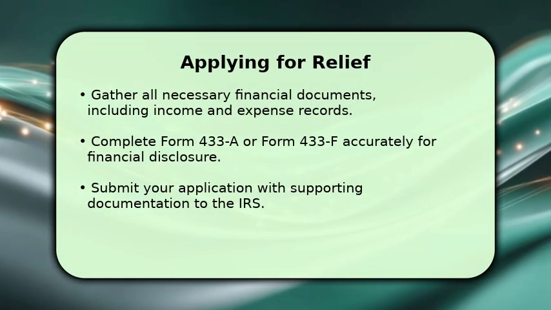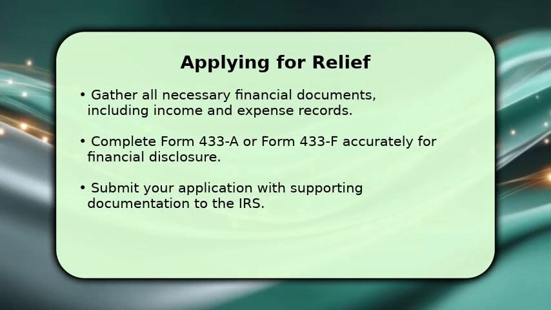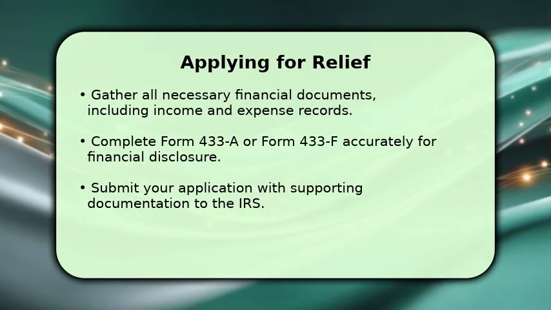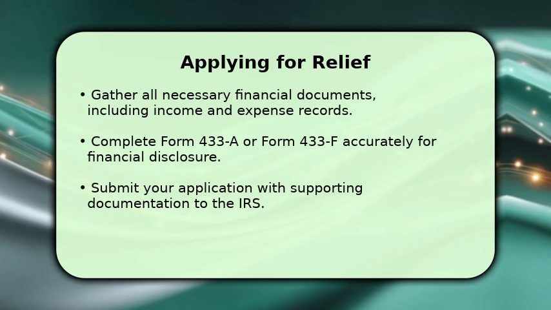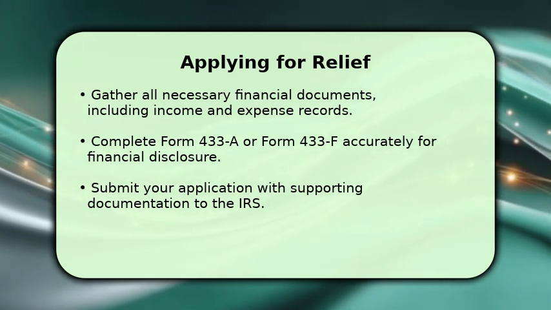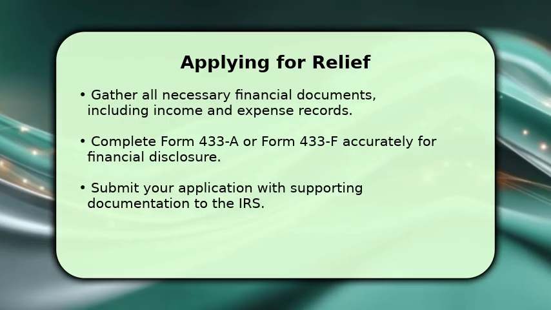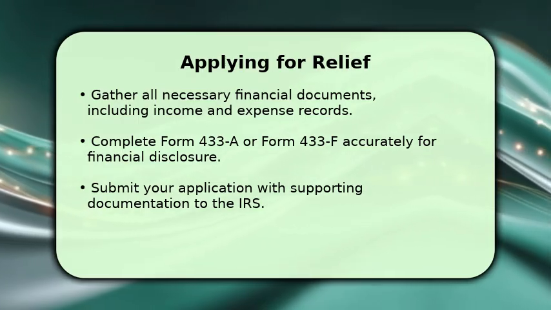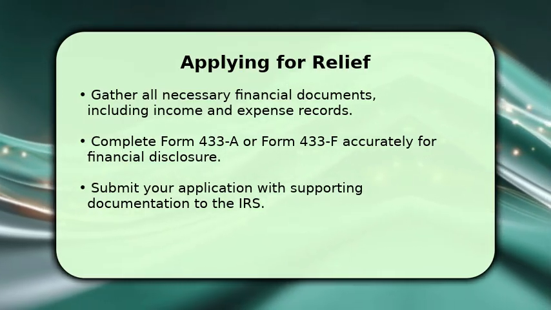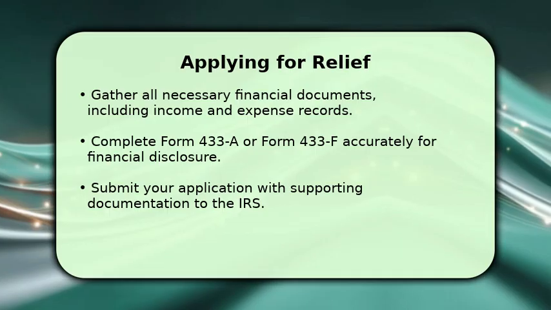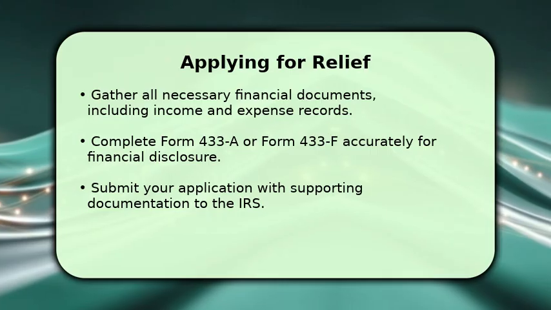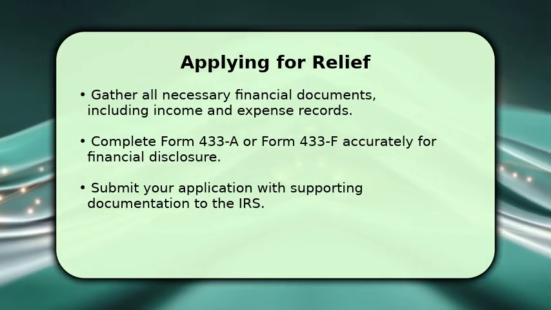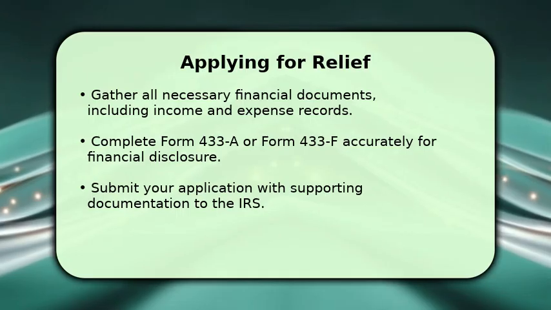To apply, you'll need to gather all your financial documents, including bank statements, pay stubs, and expense records. Next, accurately complete either Form 433A, Collection Information Statement for Wage Earners and Self-Employed Individuals, or Form 433F, Collection Information Statement. These forms provide the IRS with a clear picture of your financial situation. Finally, submit your completed application and all supporting documents.